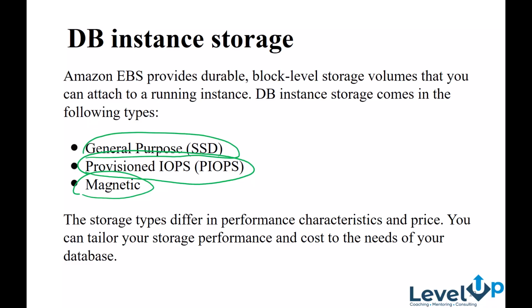Basically here it is about performance. If you're storing the data on general purpose, you'll get high IOPS, and the performance is good. And if you want to reserve the IOPS, that means I want this number of IOPS, then you can use provisioned IOPS. The cost will be a little higher. Among all these three, with magnetic the performance is less, and obviously the cost is also less. So the storage types differ in performance characteristics and price. We can tailor this to our needs based on the performance that we want. We can choose the storage type, and based on that, the cost will also differ.